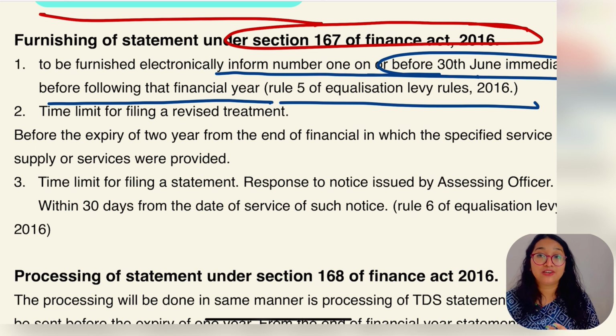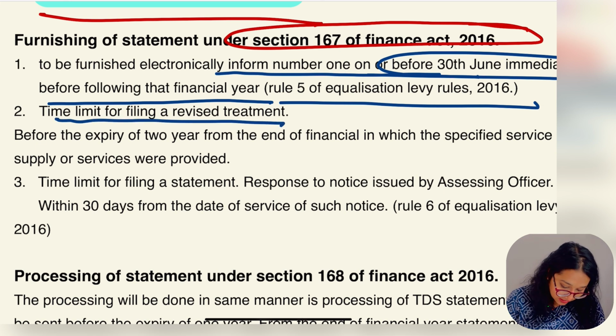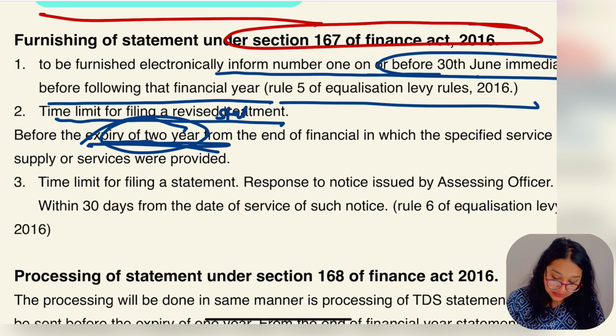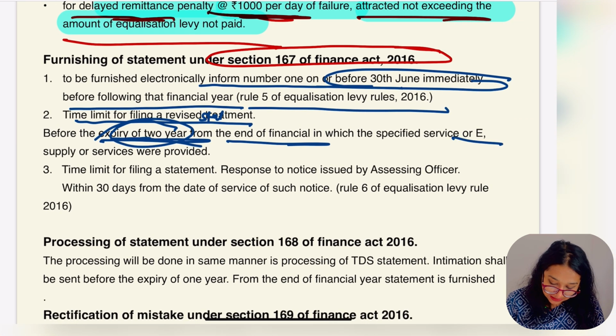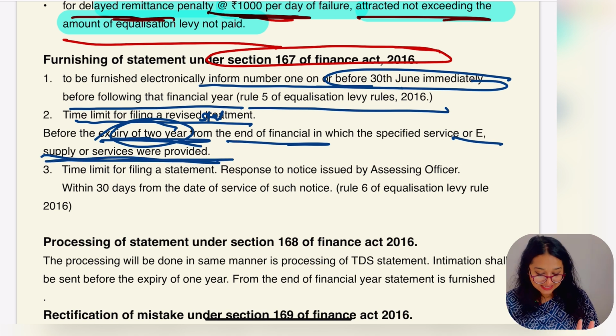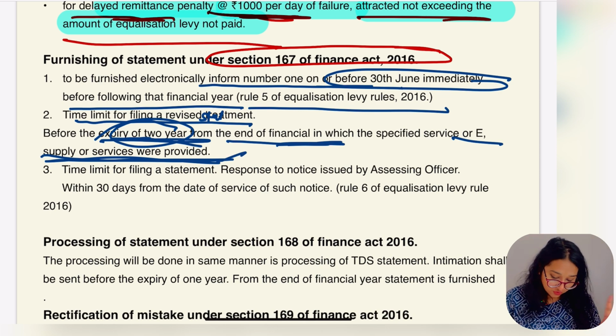Is there any revised statement? Yes, there is a time limit for filing a revised statement. That is before the expiry of 2 years from the end of the financial year in which the specified service of e-supply or services were provided. Is this part clear? Yes, 2 years from the end of the financial year in which the electronic supply of services were provided.